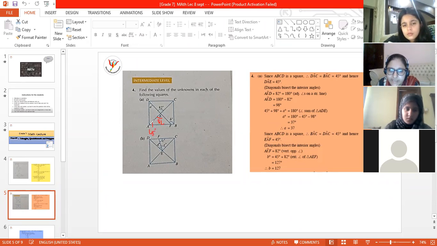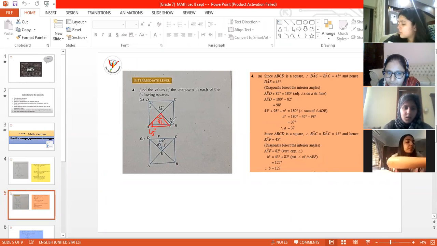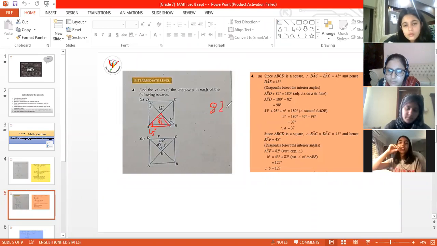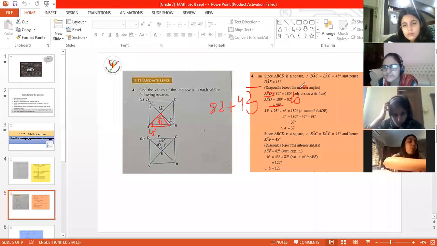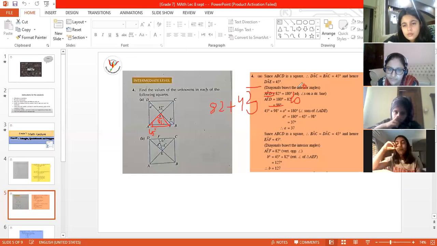Now, if you can see, AEF is a triangle, right? AEF is a triangle and B is the exterior angle. How are you going to solve the exterior angle? By adding the interior opposite angles, you will come to know the value of the exterior angle. Is this clear? Is there any question related to part number A of question number 4? Then please raise your hand. No question. Okay.